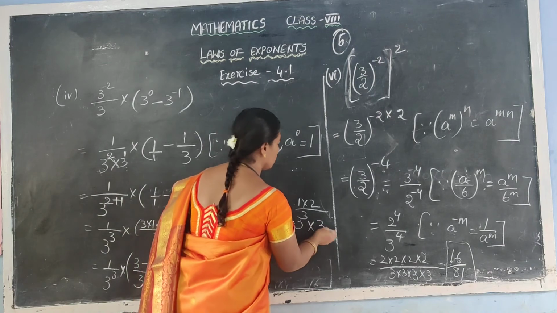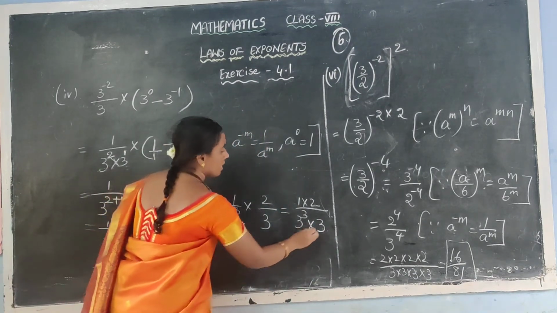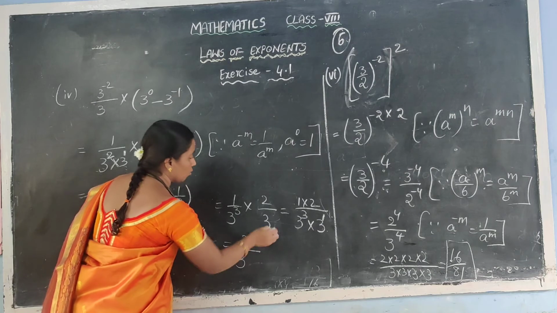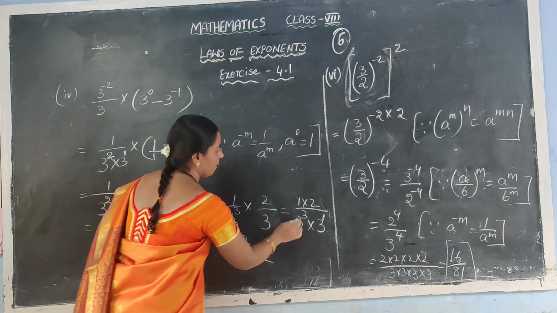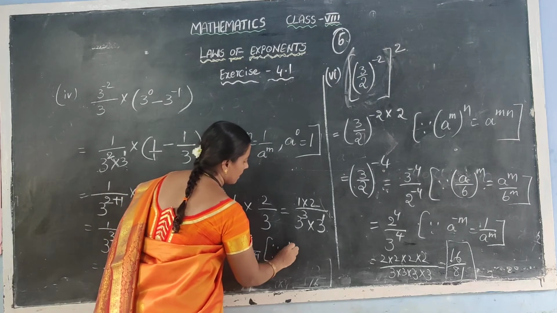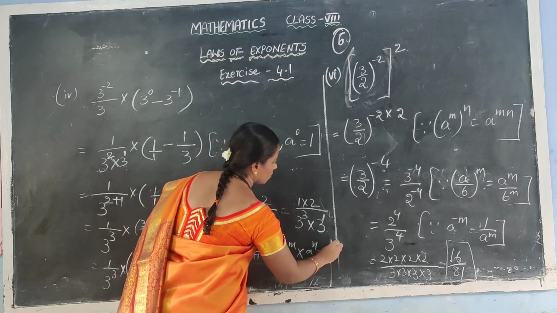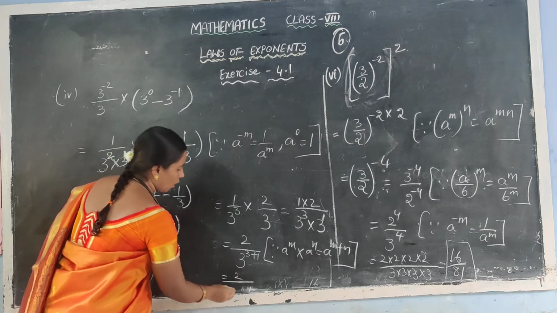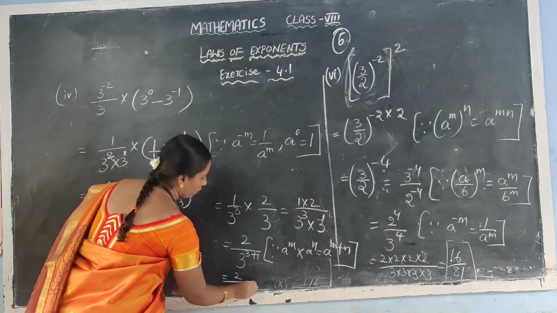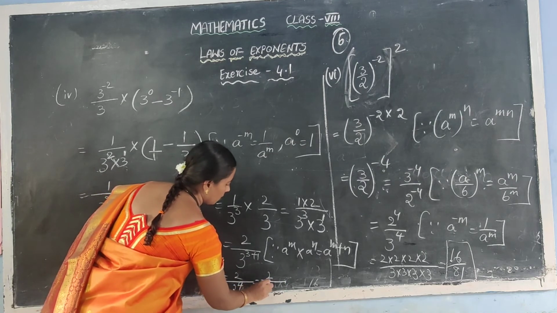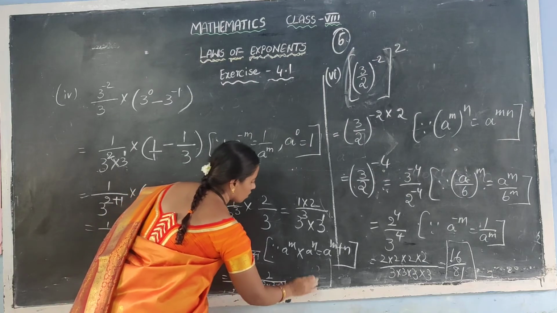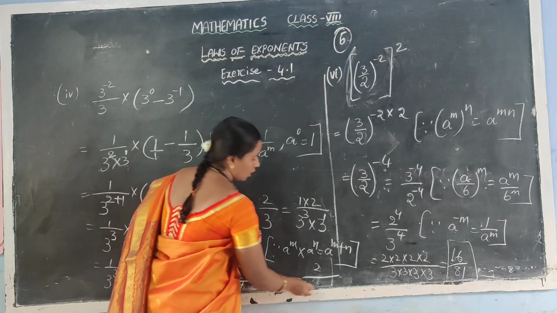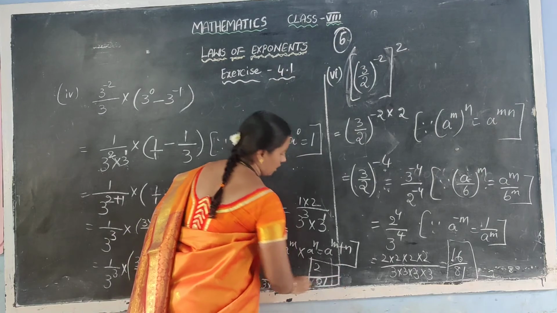So 3 cube into 3. 2 ones are 2, by 3 cube into 3, where the exponent of 3 is 1. So the bases are the same, so we should add the powers now. So 3 to the power of 3 plus 1, depending upon a power m into a power n equals a power m plus n. Okay, so 2 by 3 to the power of 3 plus 1, how much? 4. 2 by 3 power 4 means 3 into 3 into 3 into 3. 3 threes are 9, 9 threes are 27, 27 threes are 81. So 2 by 81 is our answer.